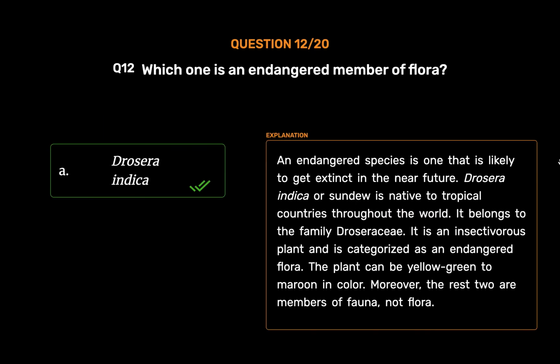Drosera indica. An endangered species is one that is likely to get extinct in the near future. Drosera indica or sundew is native to tropical countries throughout the world. It belongs to the family Droseraceae. It is an insectivorous plant and is categorized as an endangered flora. The plant can be yellow-green to maroon in color. Moreover, the rest too are members of fauna, not flora.